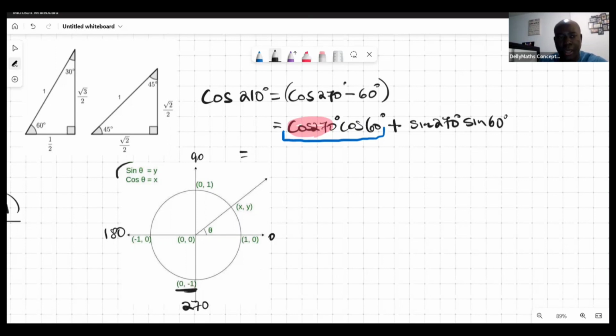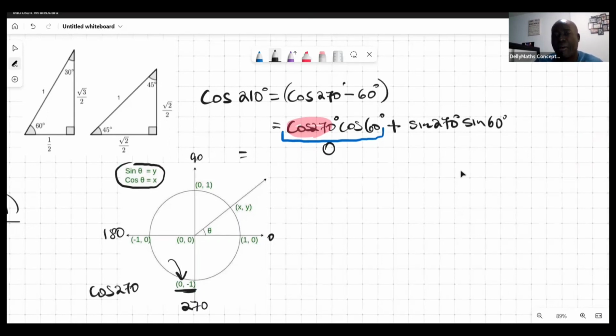Now, if you really look up here, the x would be cos and the y is sine. What it means is that the coordinates are in a relationship with cos and sine, where cos is the x value and sine is the y value. So the cos of 270 degrees is going to be 0 right there. So I would have a 0 for the entire first part, because 0 times cos 60 will be a 0, which means I can now focus my energy on the other part that is not a 0.